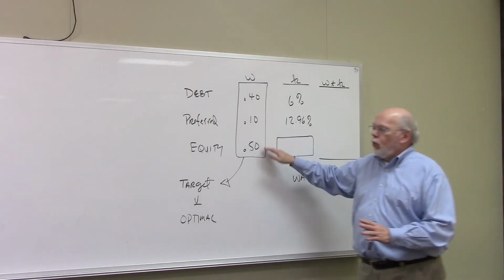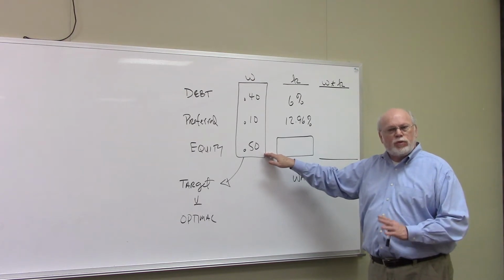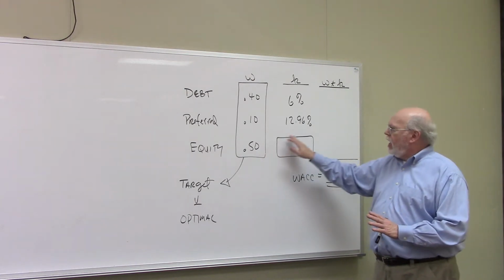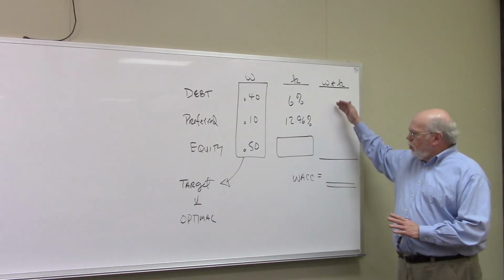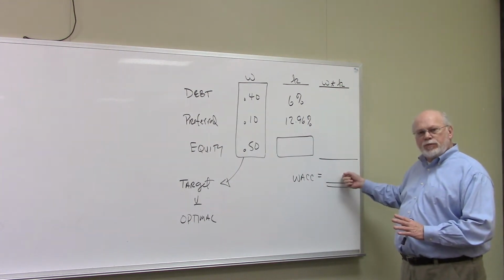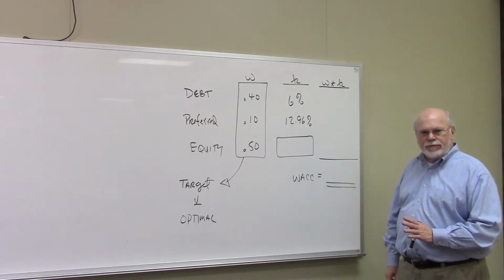We multiply the weight that each makes up of the company's capital structure, which we'll talk about in a moment here, and we multiply that by each component cost of capital. We sum those products, and that gives us the weighted average cost of capital.